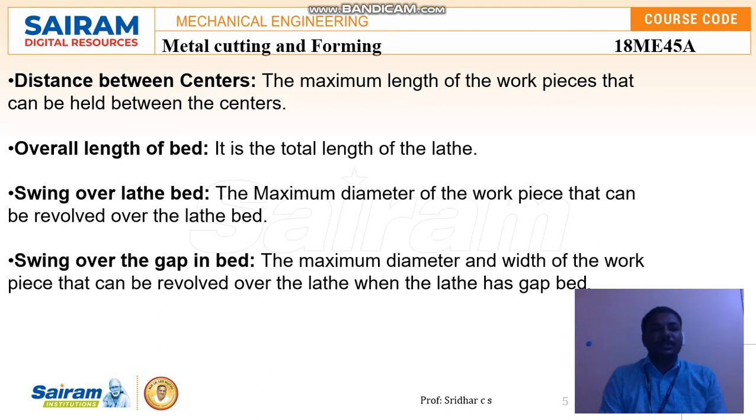These are some of the major specifications that we need to consider for lathe machines. We cannot simply use approximate dimensions; we are going to use the standard specifications. How can the standard specifications be identified? They can be identified with the working capacity of that particular machine. Based on the working capacity of the machine, we give the distance between the centers, overall length of the bed, swing over the lathe bed, and swing over the gap bed, and based on that only we manufacture the lathe bed to fix the parts of the lathe machine.